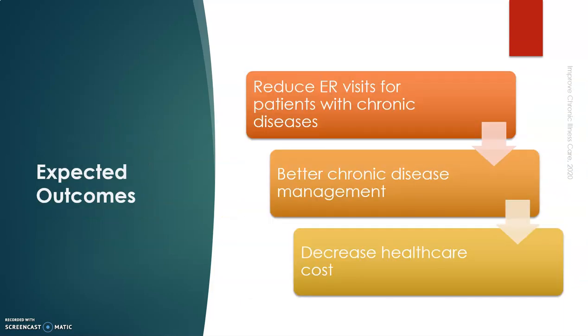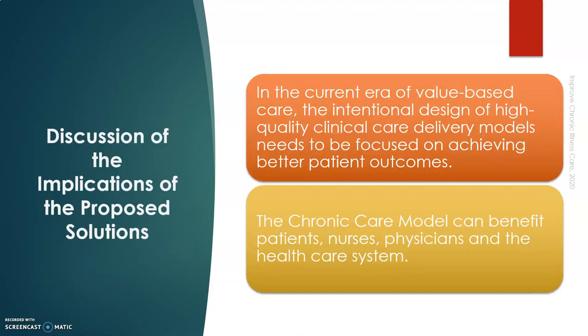So what is the expected outcome? The expected outcome is that there will be reduced ER visits for people who have chronic diseases. Then the patients themselves will have better chronic disease management, which will also decrease healthcare cost. So that is the expected outcome. Now, the other slide will be your discussion and implication slides. When we use this model, it can benefit patients, nurses, physicians, and the healthcare system.